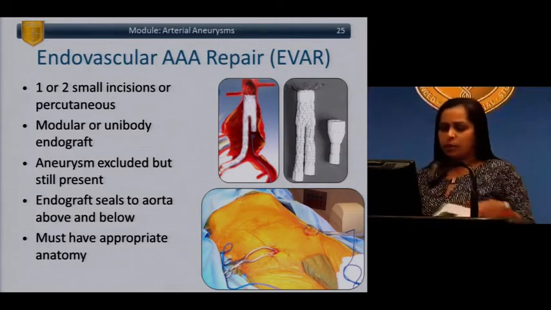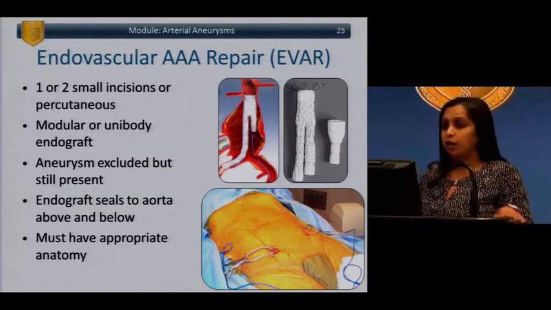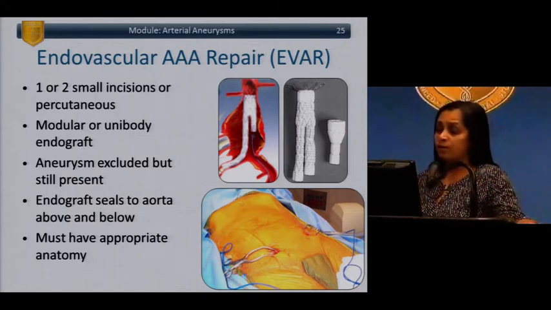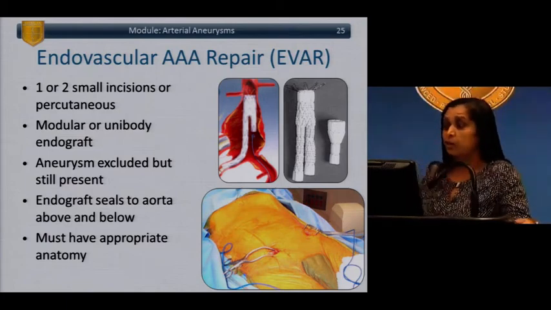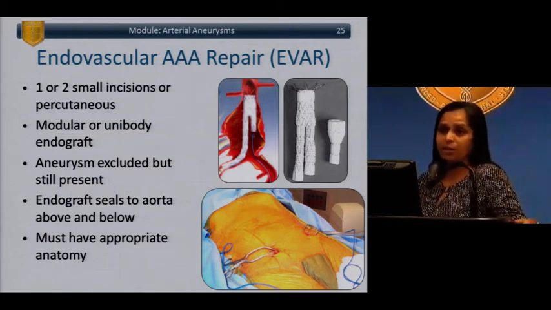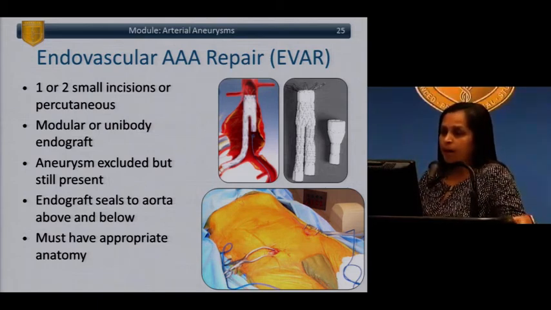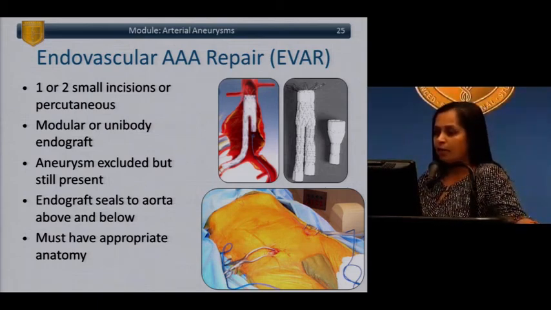So endovascular repair has been around since the early 90s in its experimental phases, and approved since 1999. It's done through 1 or 2 small incisions, typically in the groins, although nowadays many of us do these percutaneously as well. So just because you don't see an incision doesn't mean the patient didn't have a repair. A variety of different types of grafts are available for repair of aneurysms.